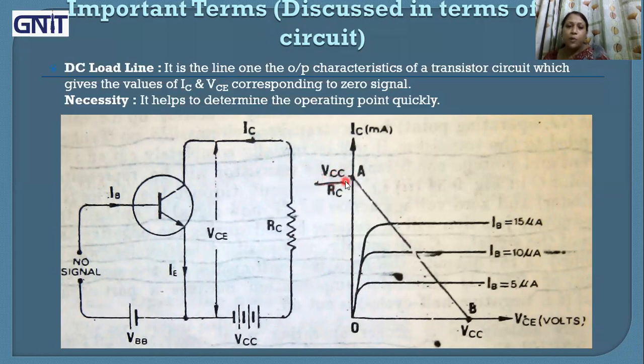Now, if we plot these 2 points at the y-axis and at the x-axis and join these 2 points, then we are getting the DC load line. It is the line, one of the output characteristics of a transistor circuit, which gives the values of IC and VCE corresponding to 0 signal. So if we join these 2 points, we are getting the DC load line.